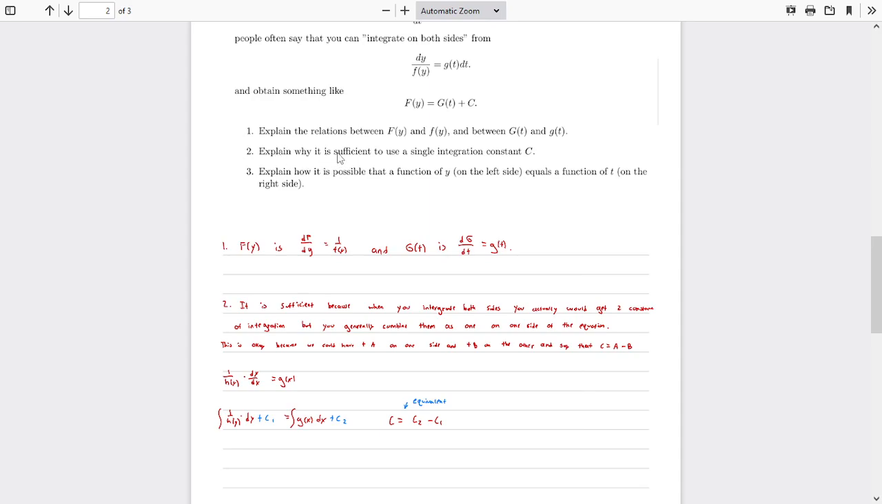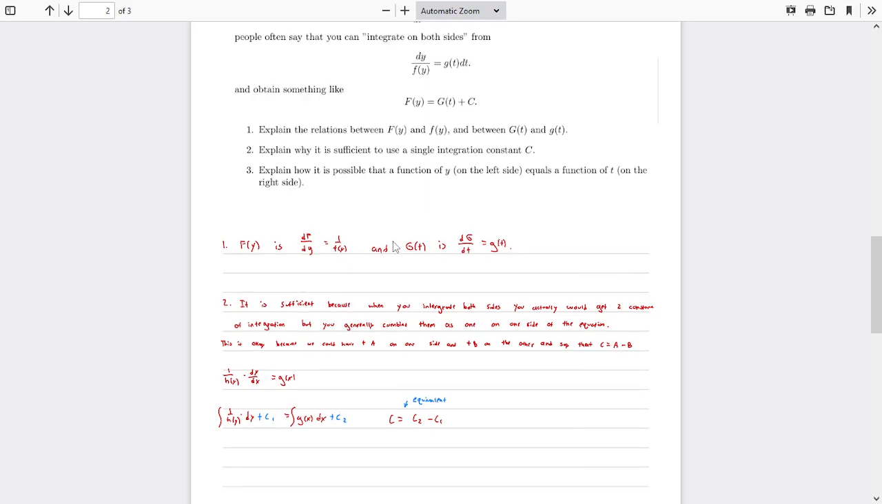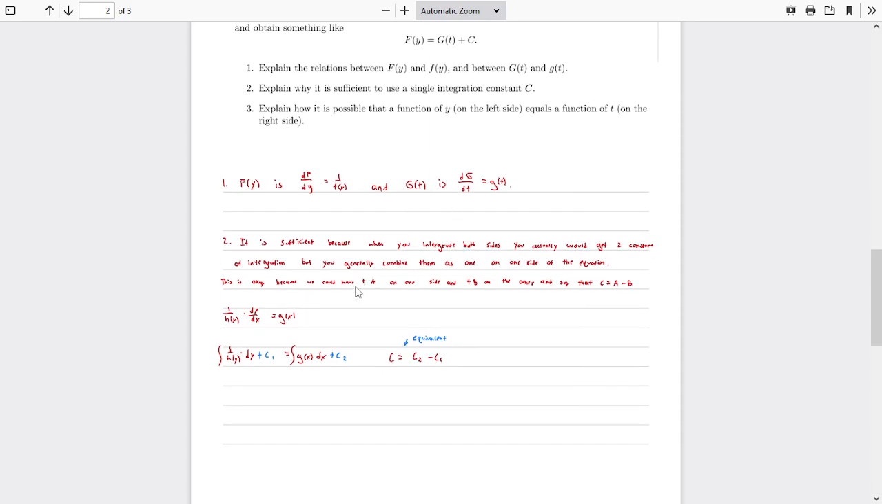Question 2 says, explain why it is sufficient to use a single integration constant c. It's sufficient to use a single integration constant c because c is just a shortcut. So in this example here, if we do separation of variables and take an integral on both sides like so, we're going to have a constant of integration on the left and on the right, which we call c1 and c2. So we can just say that the single integration constant c is equivalent to c2 minus c1 if we subtract the left side over to the right side.